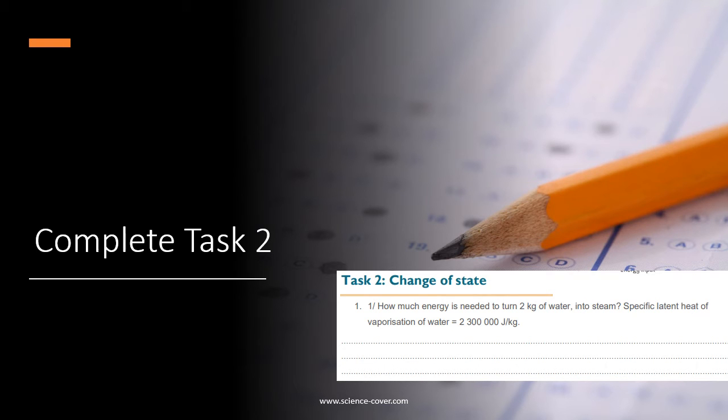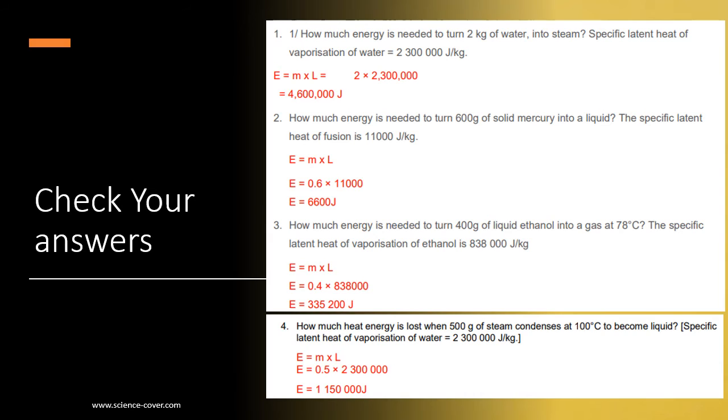Now pause the video and attempt task 2. Let's check our answers. How much energy is needed to turn 2 kilograms of water into steam? Specific latent heat of vaporization of water is 2,300,000 joules per kilogram. So to work this out, we need to do the energy as the mass times by the specific latent heat. So that's 2 times 2,300,000, which gives you 4,600,000 joules.